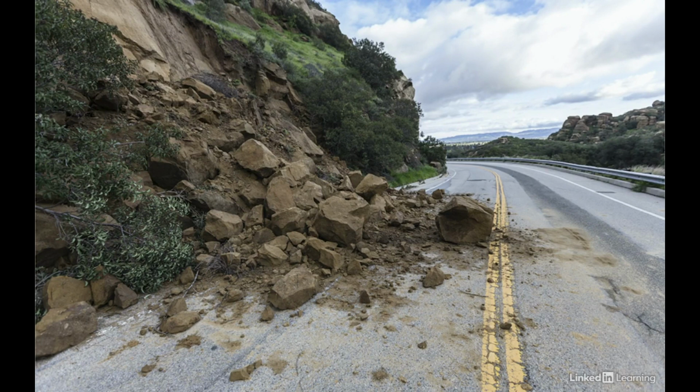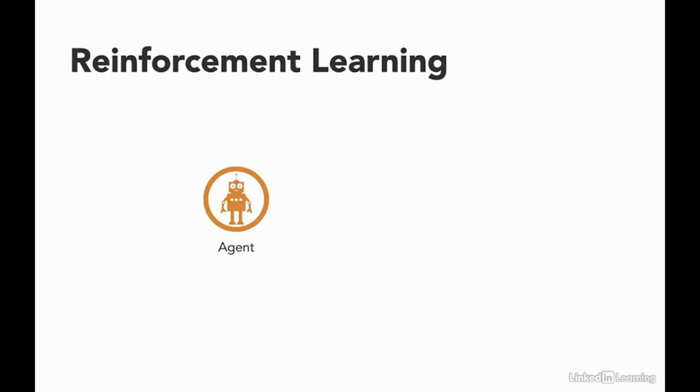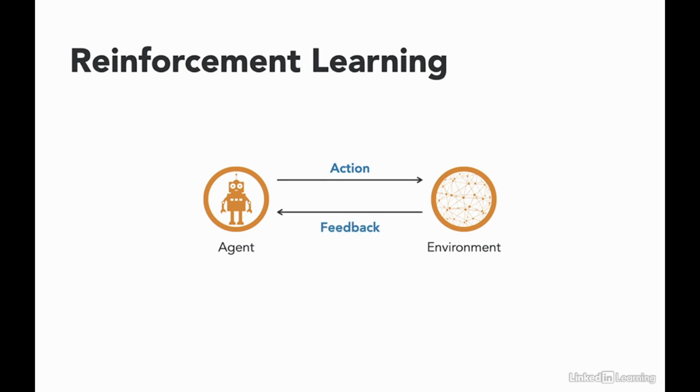Reinforcement learning involves two primary entities that repeatedly interact with each other. One of them is the agent, and the other is the environment. The agent interacts with the environment by taking actions. The environment responds to the actions of the agent by providing feedback or observations to the agent.